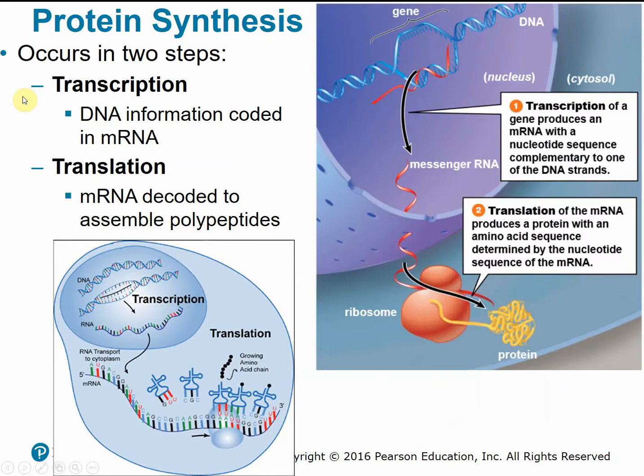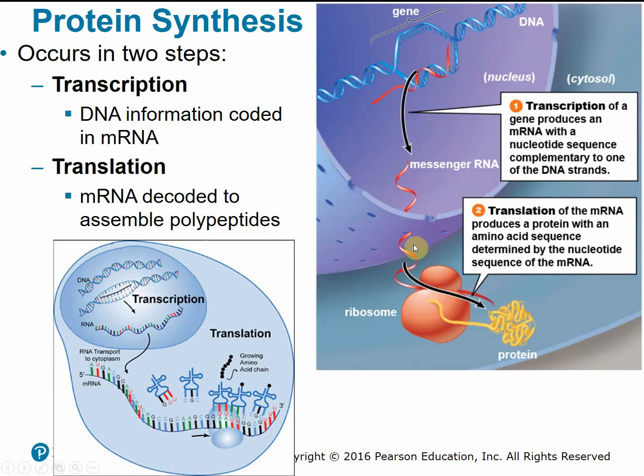Protein synthesis occurs in 2 steps. Transcription occurs in the nucleus. So it's where we make a copy of our gene into mRNA. So DNA information is encoded into mRNA. So DNA is in the nucleus. DNA cannot leave the nucleus. So this is another reason why we need RNA. So it's kind of our middleman, our intermediary form of that information transfer.